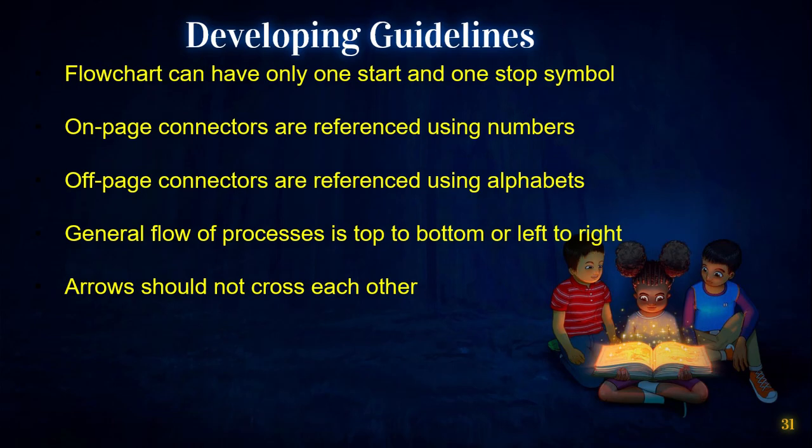Now the guidelines for developing a flowchart: you have to use only one start and only one stop symbol. You can't have more than that, it will conflict and doesn't make good sense. For the on-page connector, use a reference number, and for the off-page connector you can use alphabets to represent it. The general flow is quite natural: you start from top to bottom, maybe left to right. It should not go from bottom to top.